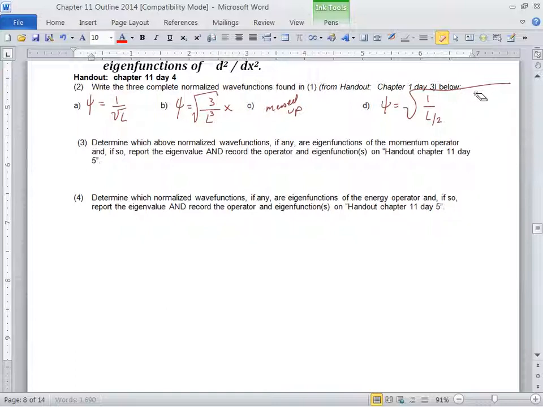You sure you did that right? We did that. Take the square root, e to the x over L. I want to make sure that we're getting all the same stuff here.